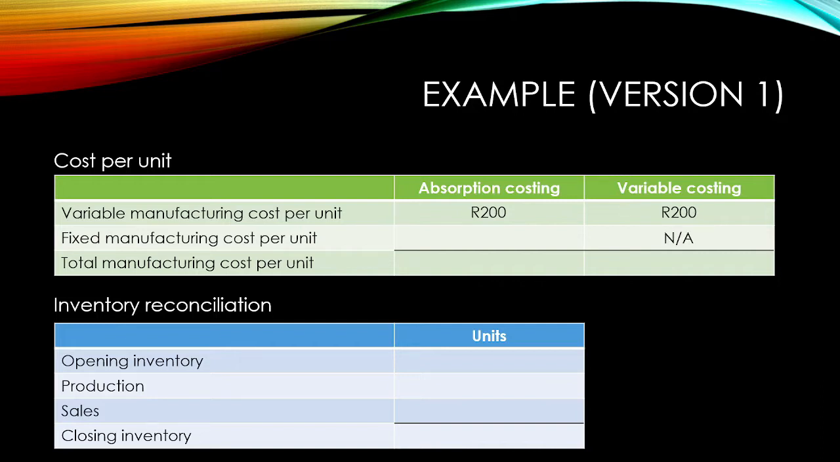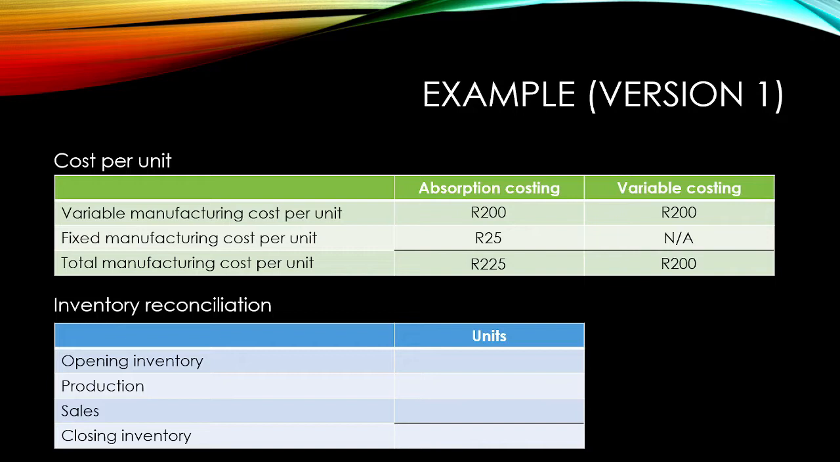For absorption costing, we will need to calculate our overhead absorption rate. In this case, it is very easy, as it is a plant-wide rate based on the number of units produced. So, we can simply divide the total fixed manufacturing cost of 250,000 Rand by the normal production of 10,000 units to get 25 Rand per unit. This gives us an absorption cost per unit of 225 Rand and a variable cost per unit of 200 Rand.